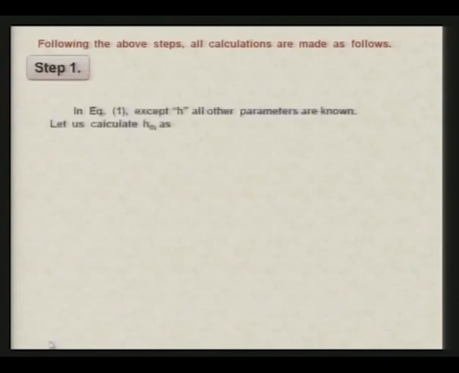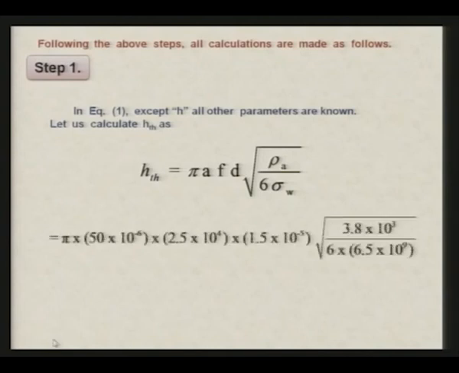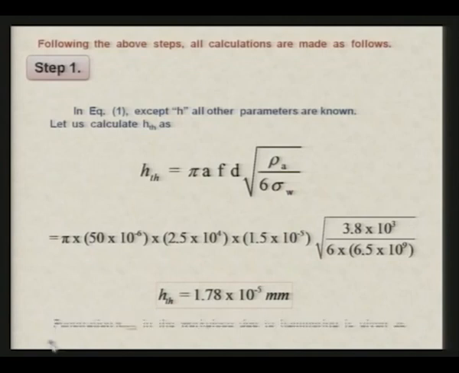In step 1, in equation 1, except h all other parameters are known. Let us calculate the value of hTH by the throwing model, and the equation is given as follows. Now, let us substitute the values of pi, a, f, d, sigma a and sigma w, rho a and sigma w as follows, and we get hTH equal to 1.78 into 10 raised to power minus 5 millimeter.